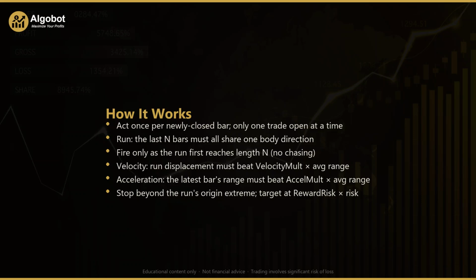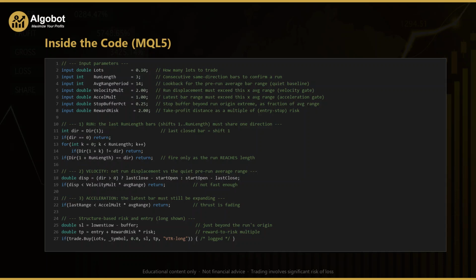Finally, the take profit is set at a fixed reward-to-risk multiple of that stop distance, by default 2 to 1. Structure defines the risk, and the reward is measured from it. Let's read the code on screen, just as you would inside MetaTrader.